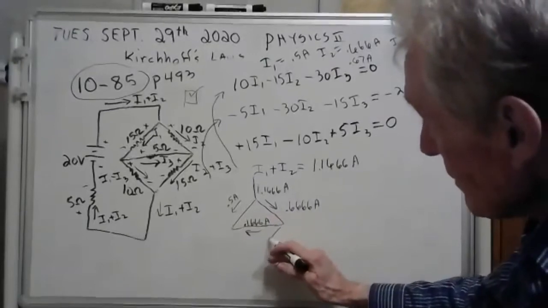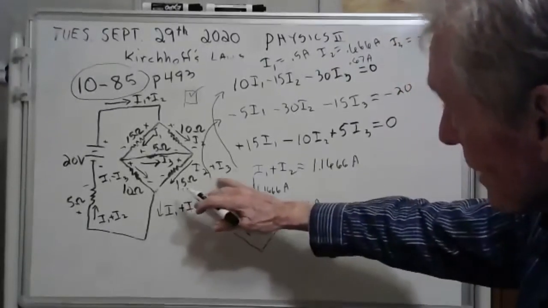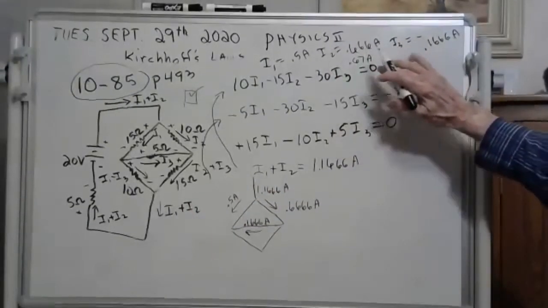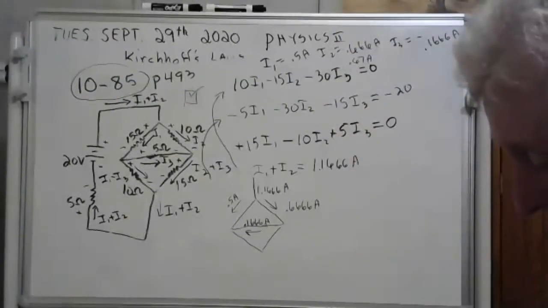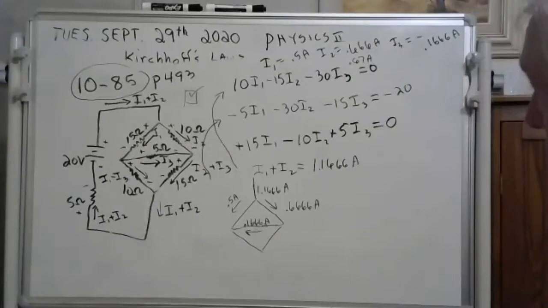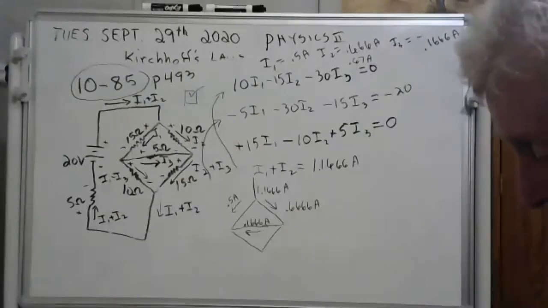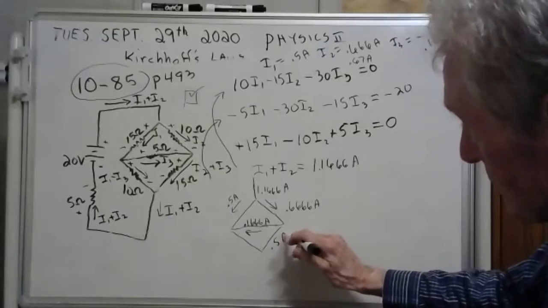Now coming down here, this is I2 plus I3. Now I2 plus I3, well, if you do that, let's see what you get. 0.66, a whole bunch of sixes, minus 0.1, a whole bunch of sixes. According to that, this is 0.5 amps.